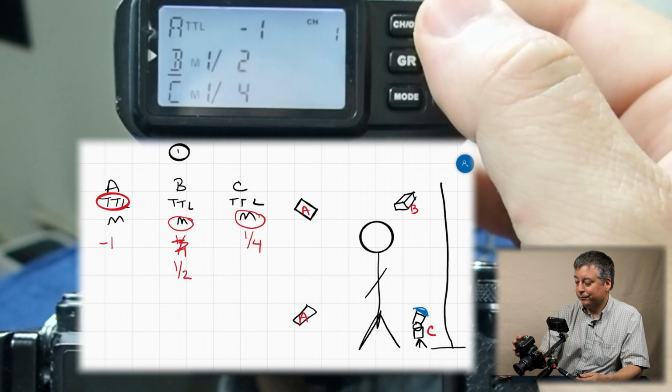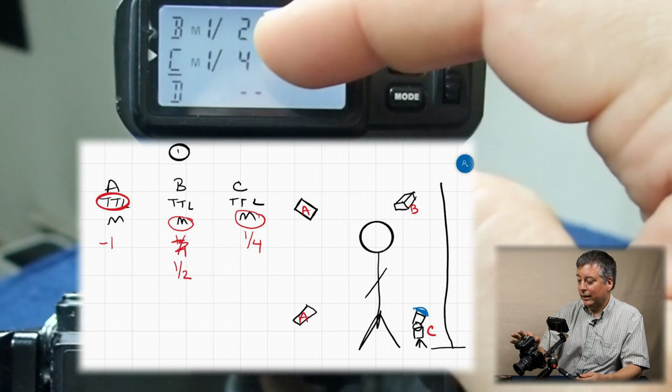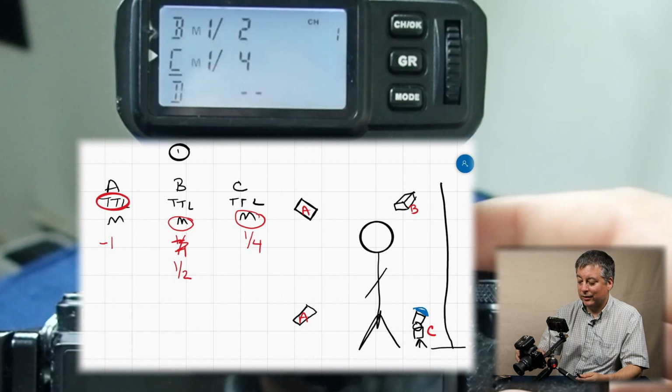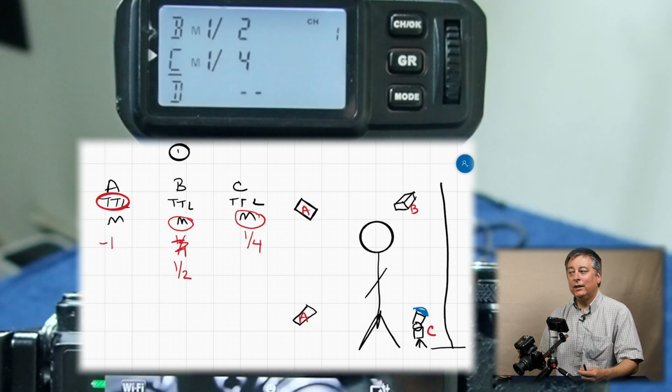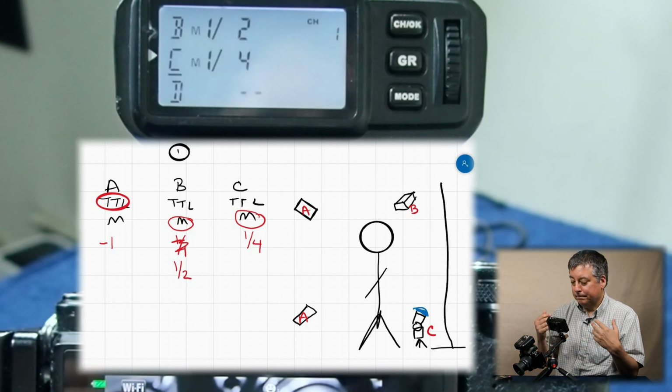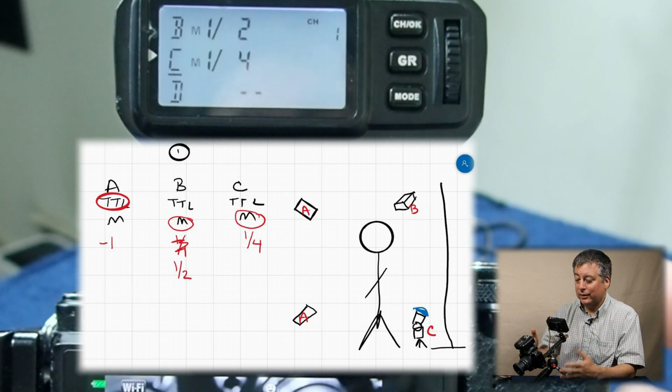and then I check group C, and it's at 1/4 power, and we didn't make any changes there. And then I would just hit the shutter button and take the picture and look at the image and see if that was correct. So that's really all there is to it.